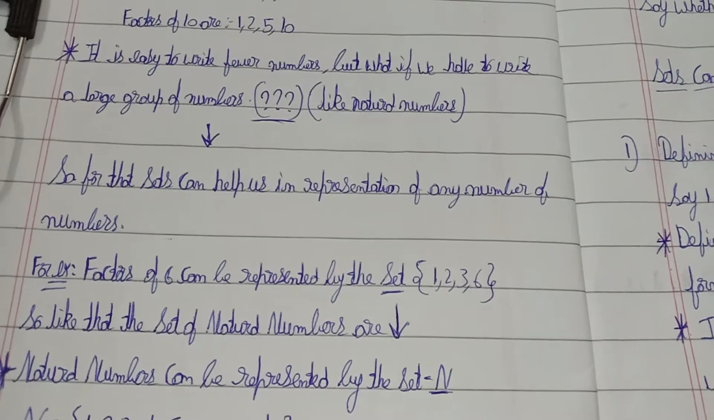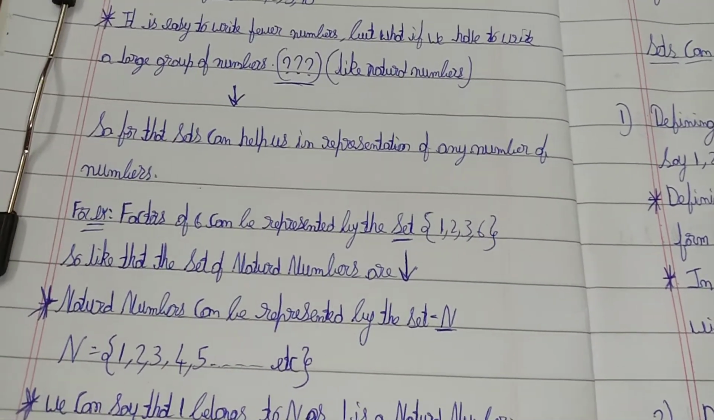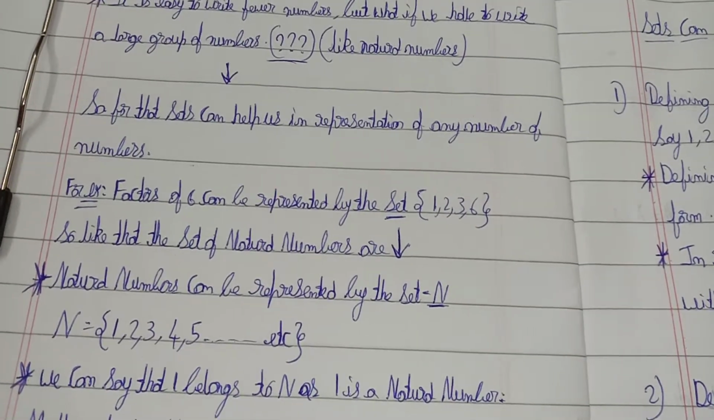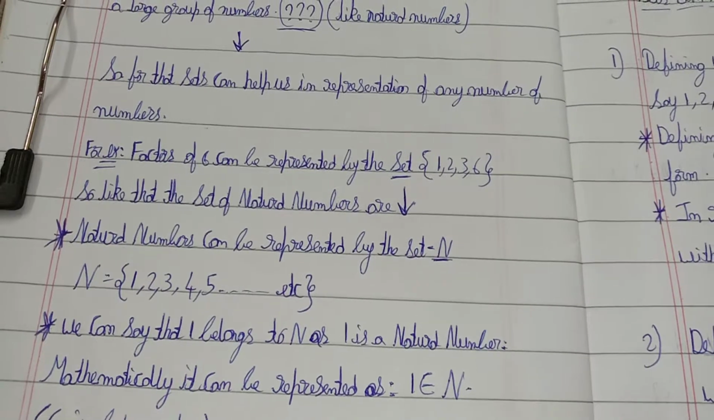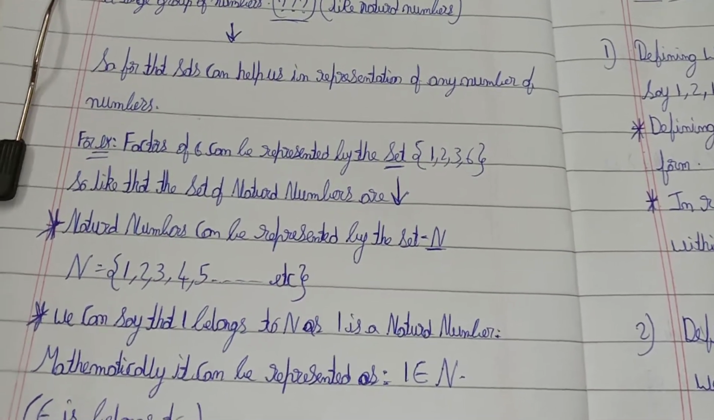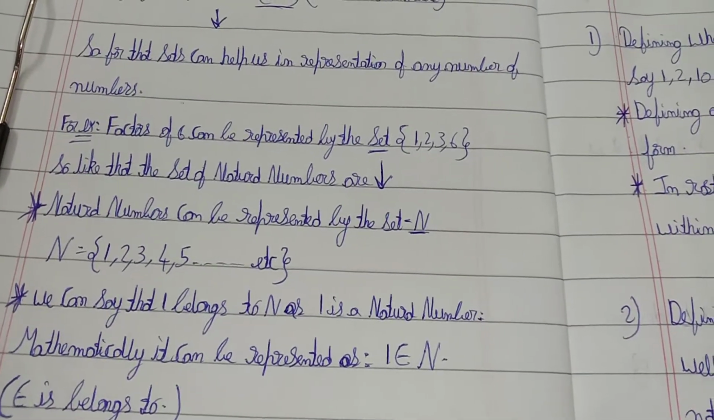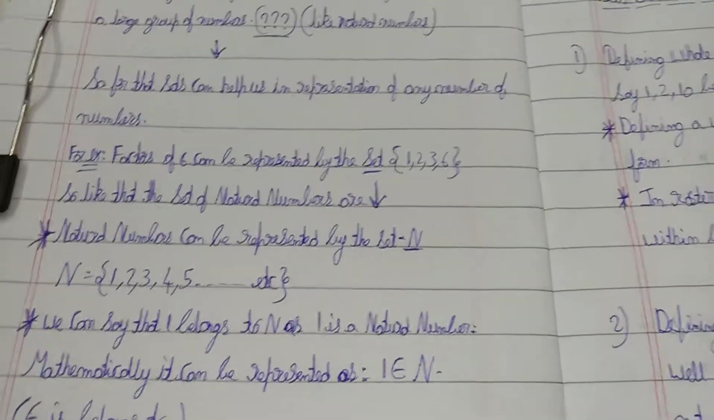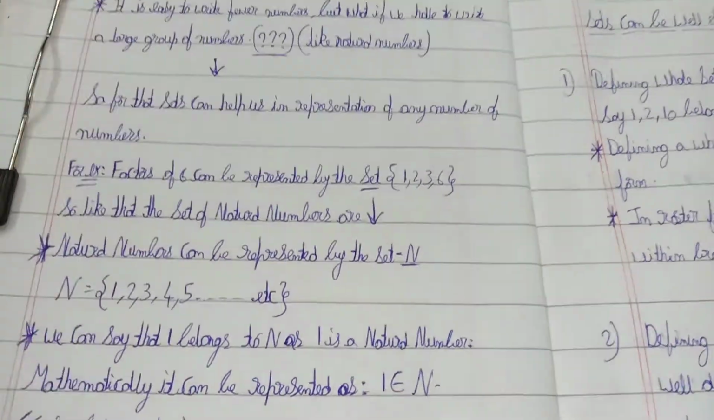Like that, the set of all natural numbers is written as N = {1, 2, 3, and so on}, etc., friends. We can say that 1 belongs to N as 1 is a natural number, friends. Mathematically, it can be represented as 1 ∈ N, friends. This is the symbol of 'belongs to', friends.